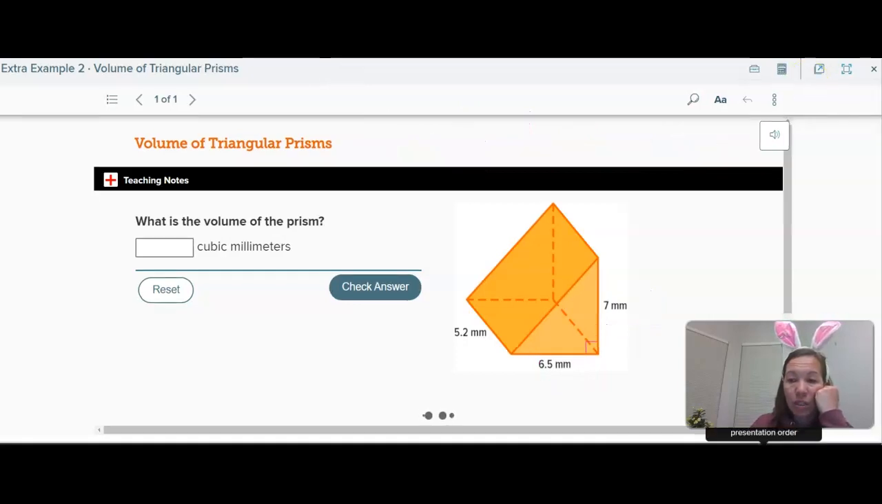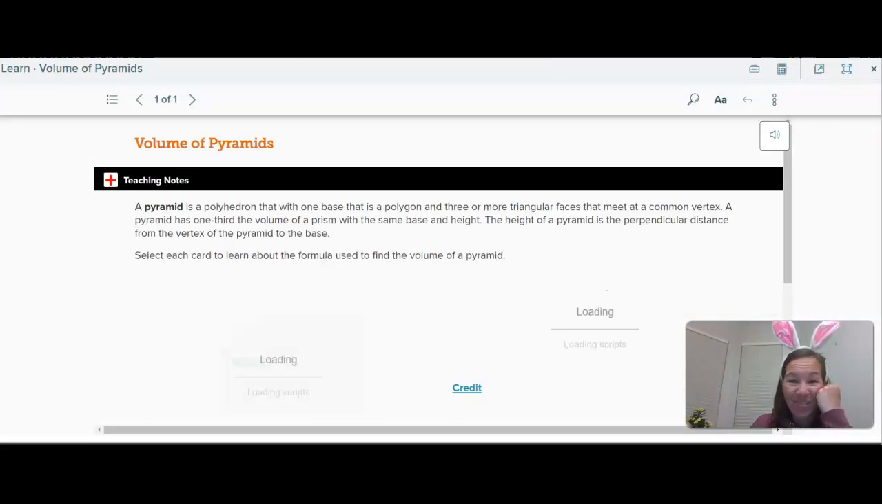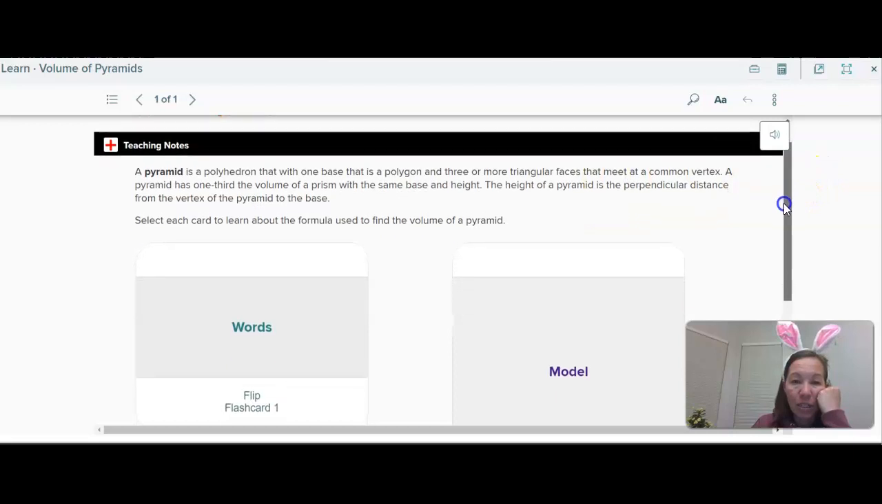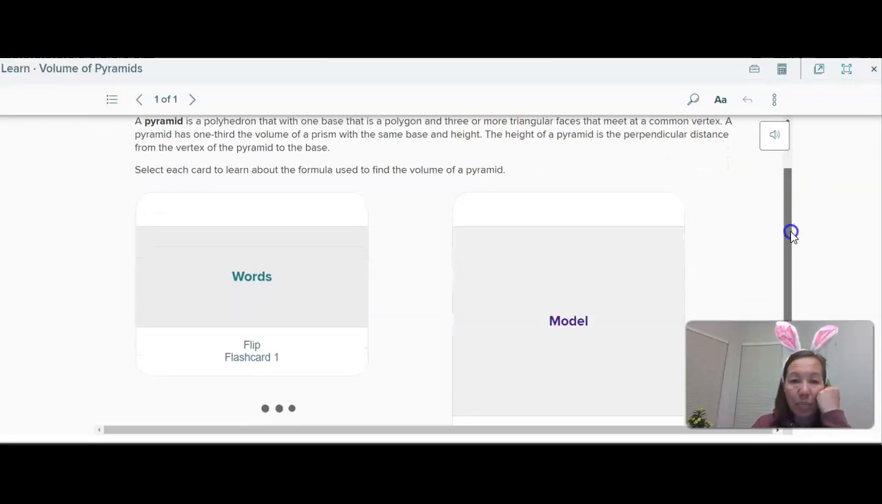The final one for this video that we're going to look at is volume of pyramids. We're just hopping right along. And a pyramid, you guys know, is a polyhedron where one base is a polygon and 3 or more faces are triangles that meet at a common vertex. Now, the volume of a pyramid is 1/3 the volume of a prism with the same base and height. The height of the pyramid is the perpendicular distance from the vertex to the base of the pyramid.